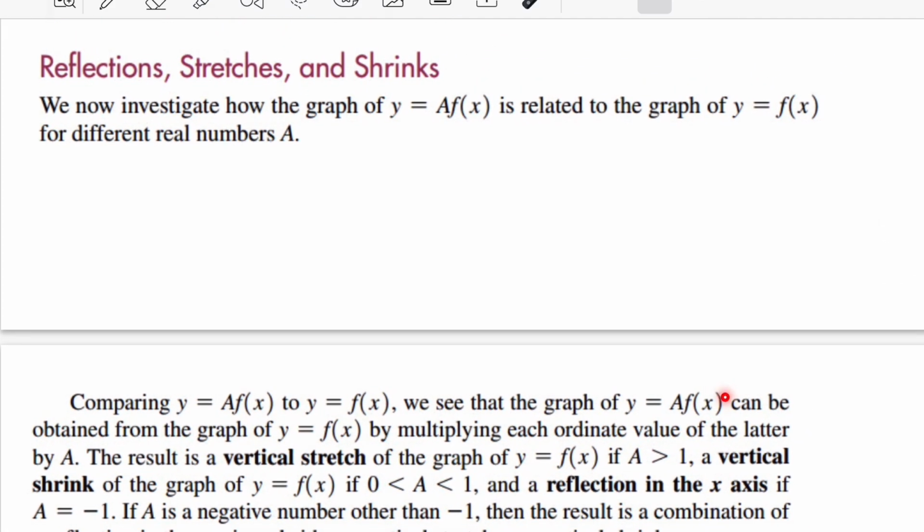So we'll see that this graph here, y is equal to a times f of x, can be obtained from this graph by multiplying each coordinate value by a. So we're multiplying each coordinate value in here by this value a, and then we'll get a vertical stretch of the graph. And this is the case if a is greater than 1. However, if a is in between 0 and 1, so we'll get some decimal values, anything between 0 and 1, then this will be a vertical shrink of the graph.